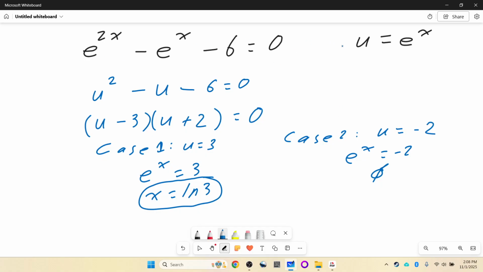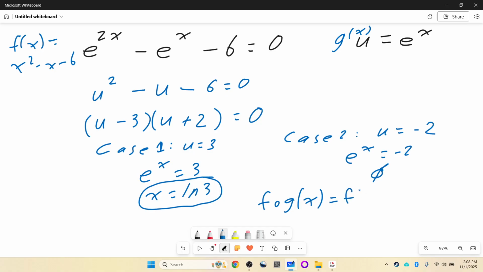See, what we kind of have here is if this were considered the g function, g of x is e to the x. And f of x is x squared minus x minus 6. Then if we do a composition, f of g of x, that would be f of e to the x, and you would plug in e to the x here, and it would give me what we started with.